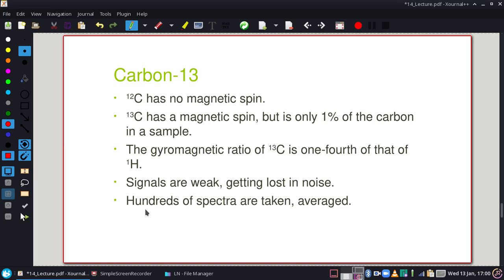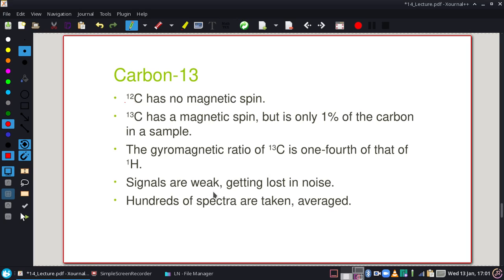The first difference comes from the fact that we can't see carbon-12. So 99% of the carbons in the universe have no magnetic spin, so they do not show up in carbon NMR. Only 1% of all carbons on Earth or in the universe are expected to show up in a carbon NMR. So we're already going to lose a tremendous amount of signal strength based on that. And the other problem, the gyromagnetic ratio, is 1/4. So these signals are very weak.